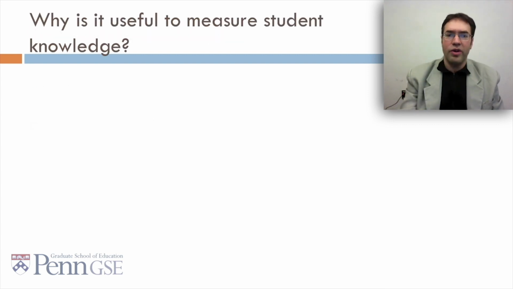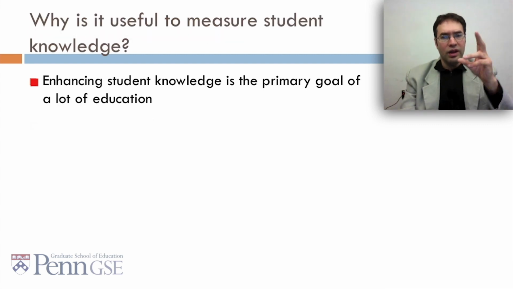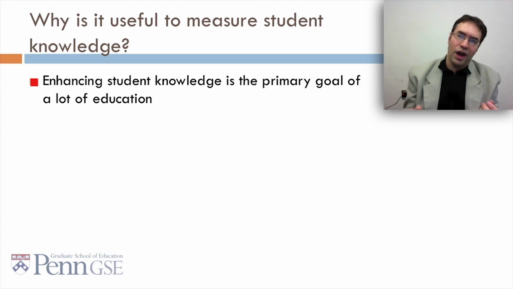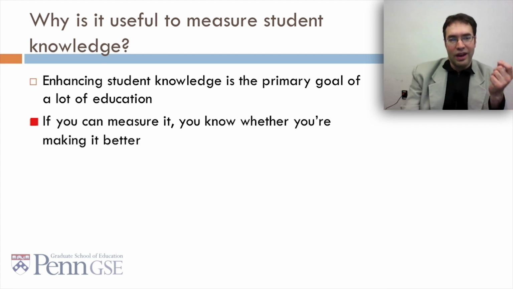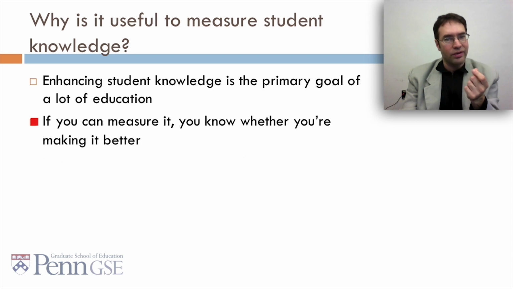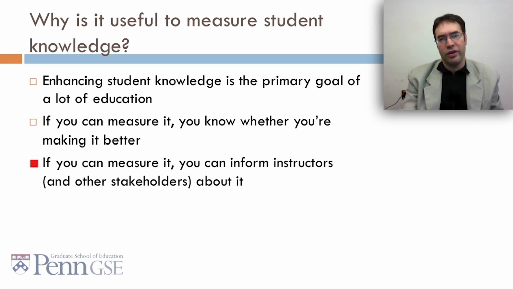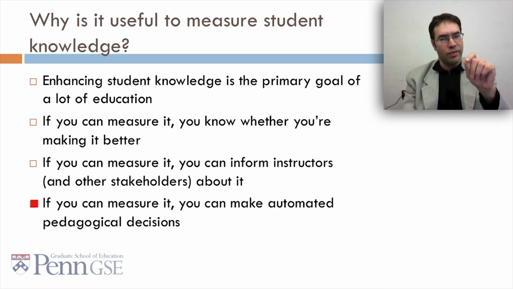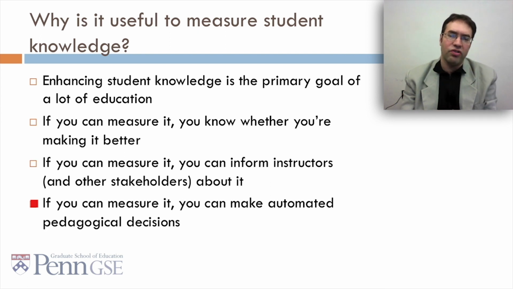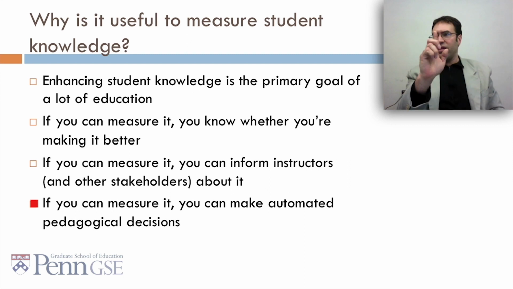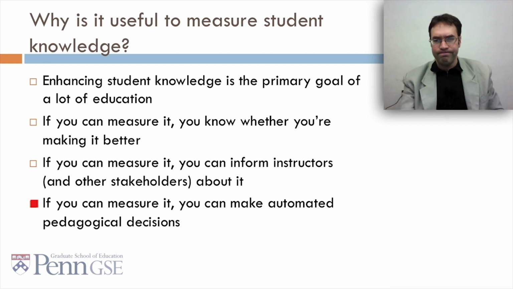Now, why is it useful to measure student knowledge? Well, enhancing student knowledge is the primary goal of a lot of education, and if you can measure it, you know whether you're making it better. And if you can measure it, you can inform instructors and other stakeholders about it. And finally, if you can measure it, you can make automated pedagogical decisions. The system can say, I don't think you're quite ready to move on.